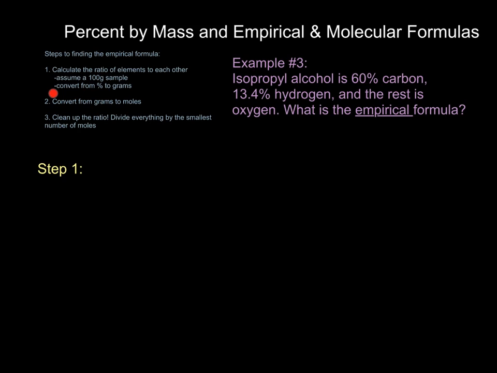Well, step 1 says to calculate the ratio of elements to each other by assuming a 100-gram sample and converting from percent to grams. So my carbon makes up 60% of my isopropyl alcohol, but because I have a 100-gram sample, if I have 60% of a 100-gram sample, I have 60 grams. My hydrogen is 13.4% of my isopropyl, but again, since I have a 100-gram sample, I can assume that I have 13.4 grams.